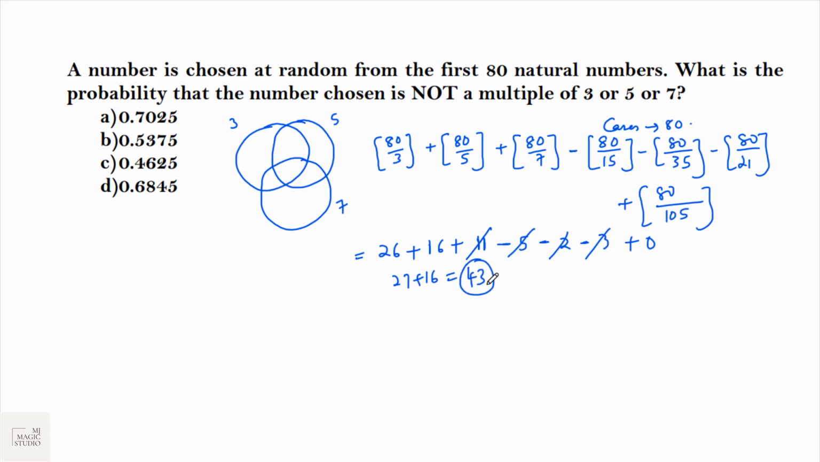So out of 80 cases, 43 cases are such that those are multiples of 3 or 5 or 7. That means our required probability is 1 minus 43 by 80. That is 80 minus 43, 37. 37 by 80 is less than 50%. It should be 0.4625. Option C is the pick.